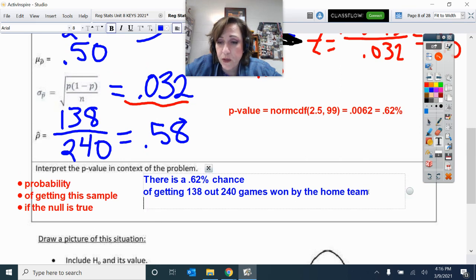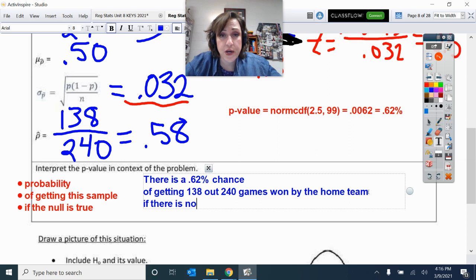Of getting this one won by the home team, if there is no home field advantage. So all together, this is saying there's only a 0.62% chance, really small, that we would have gotten 138 out of 240 games won by the home team if there is no home field advantage.